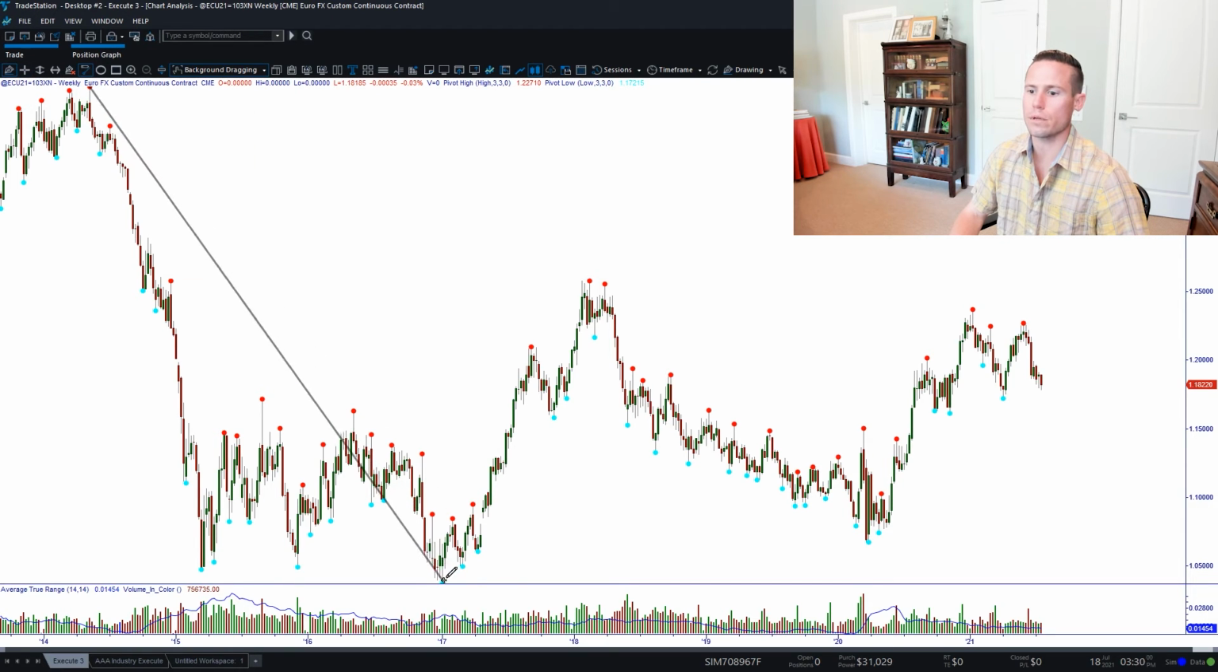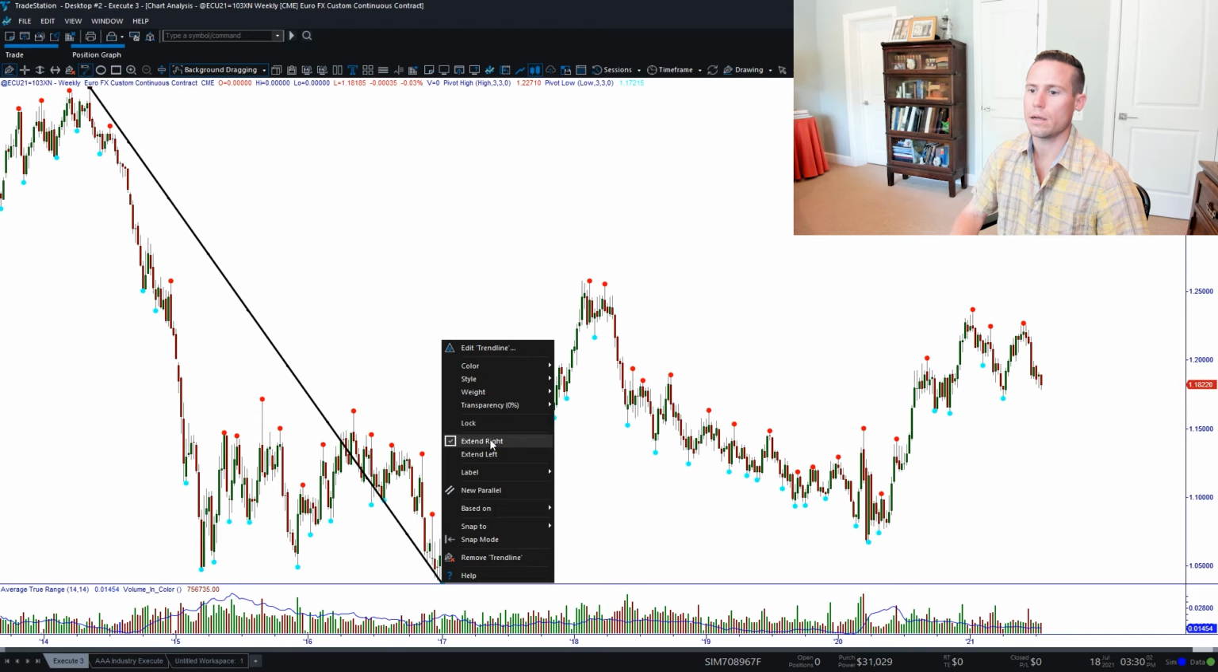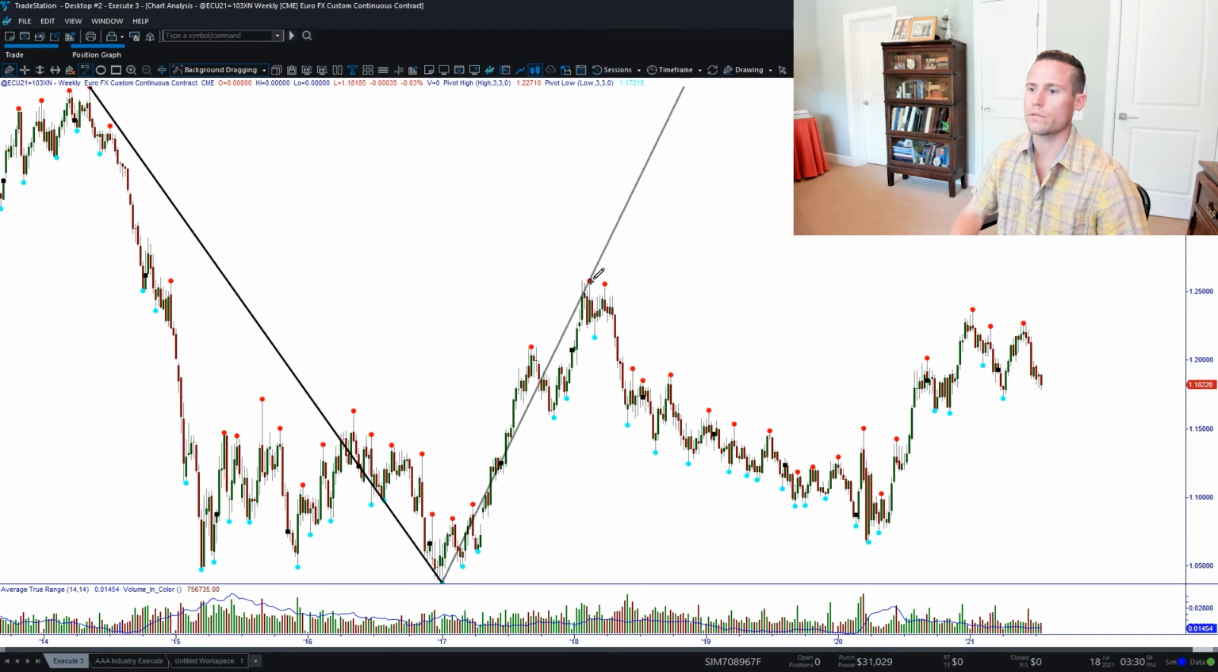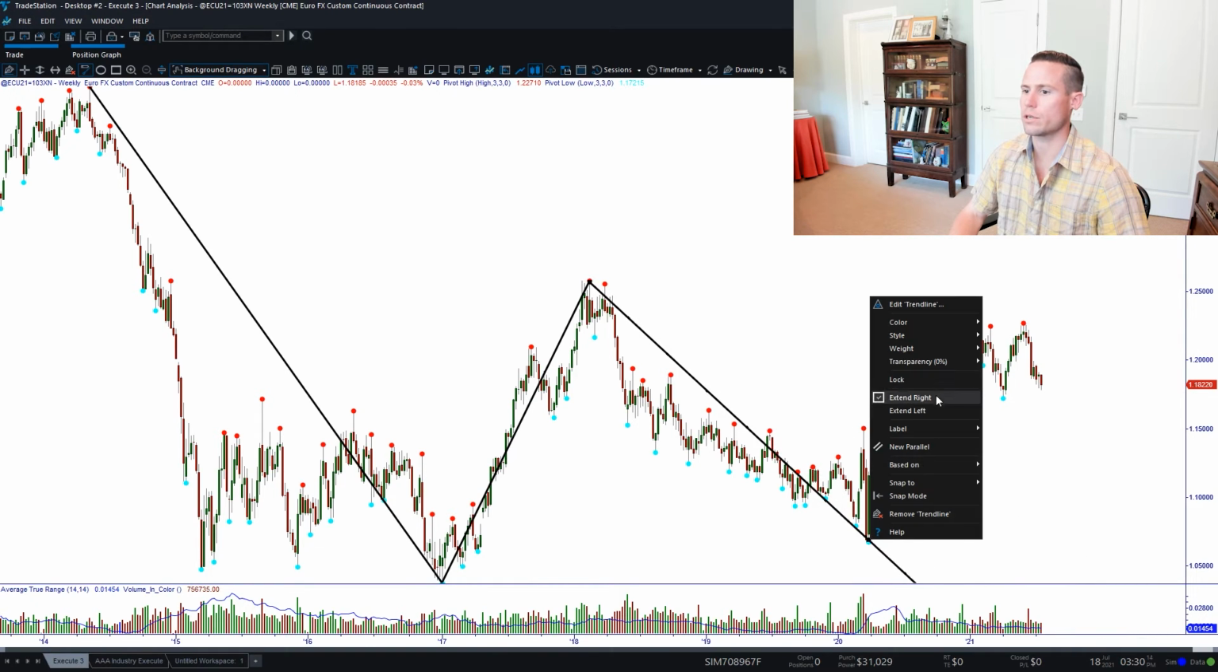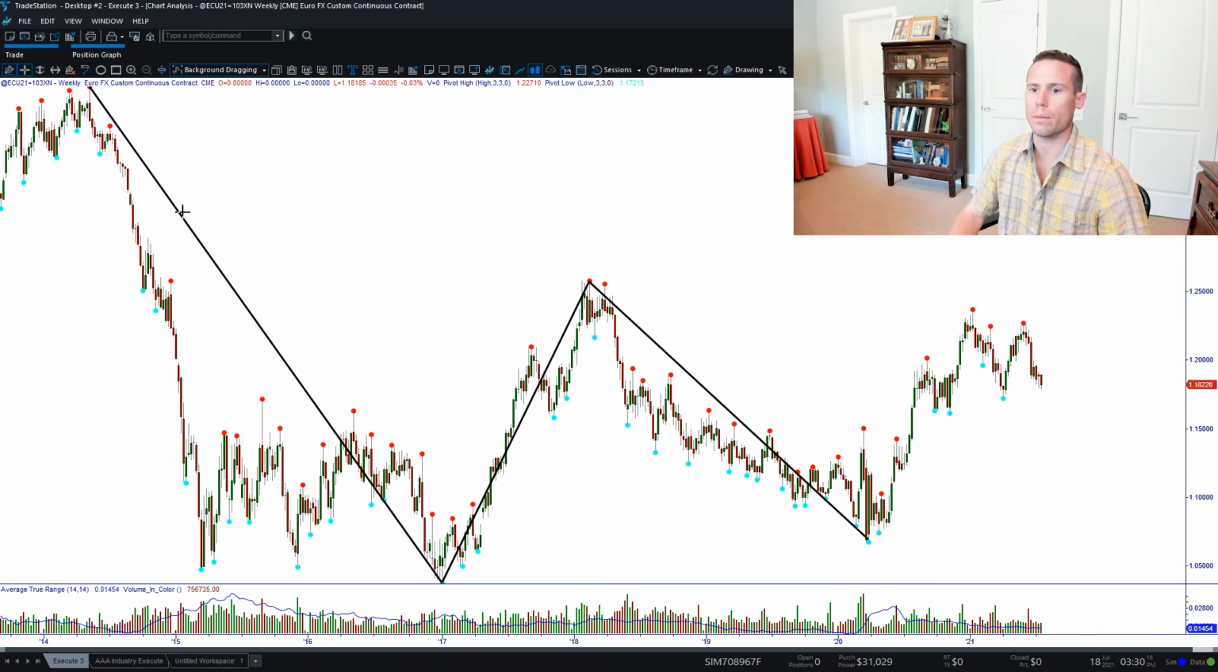Here's your curve to the downside, curve to the upside, and then here's your curve to the downside. That's a price curve, right? Where price curves from. Price is coming out and it curves now to the upside, that's demand. Price rallies, curves to the downside, that's supply.